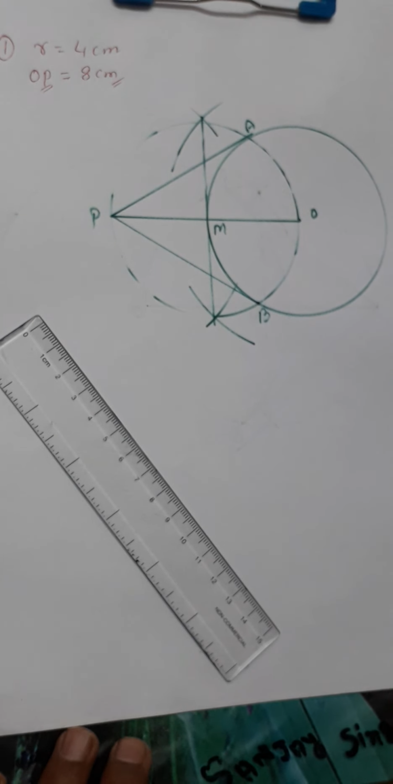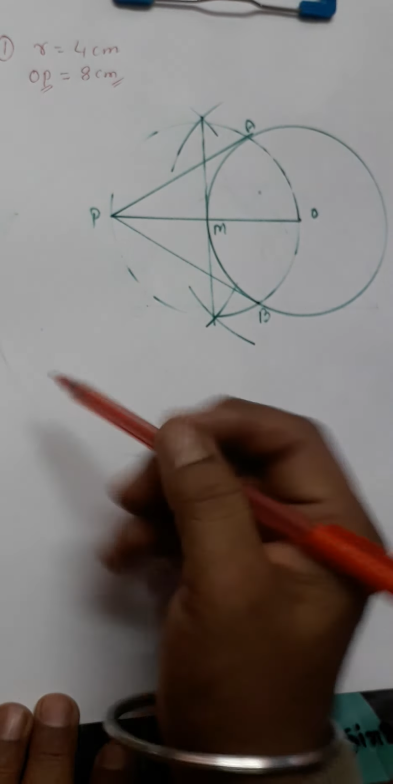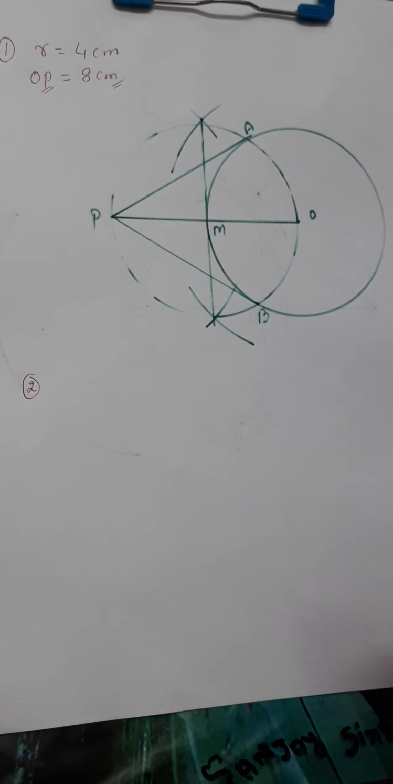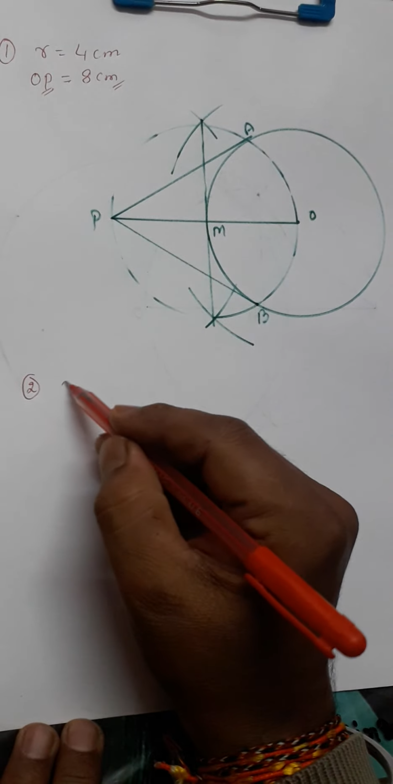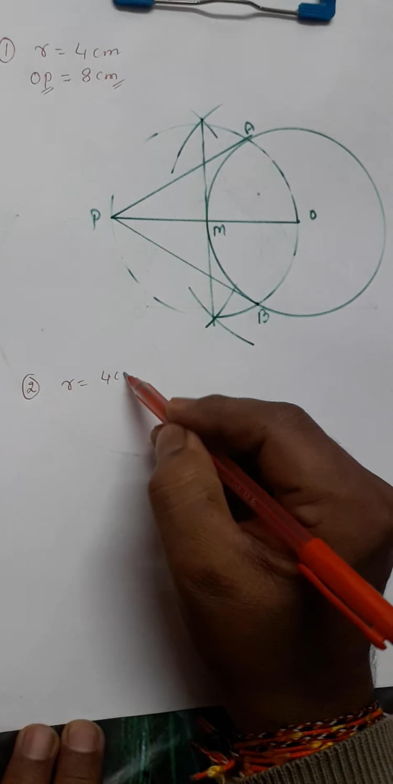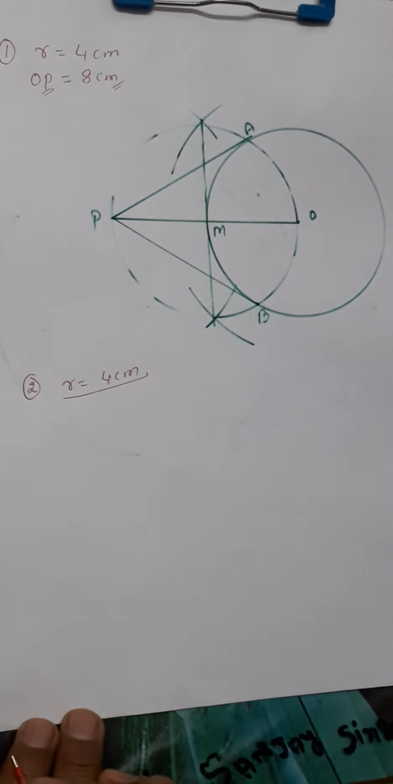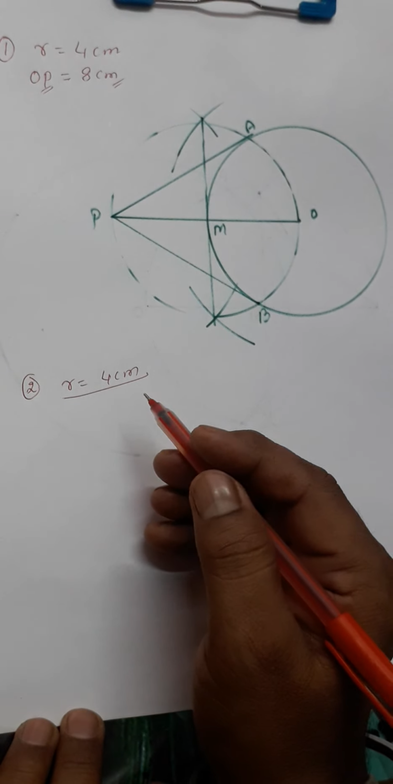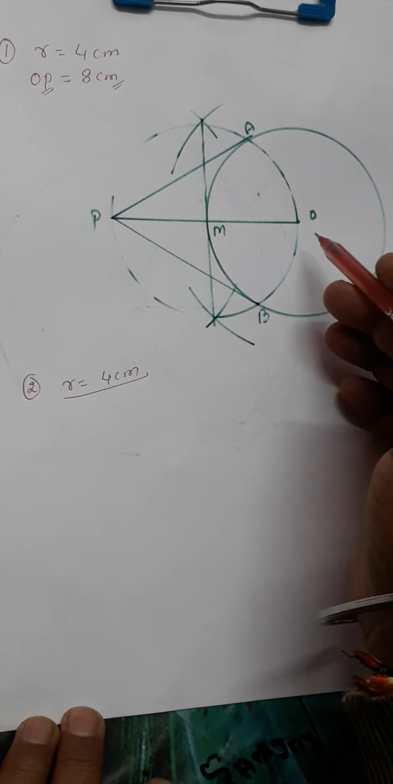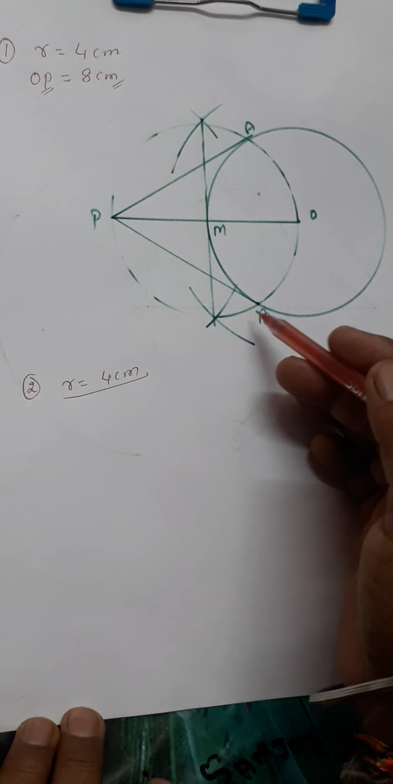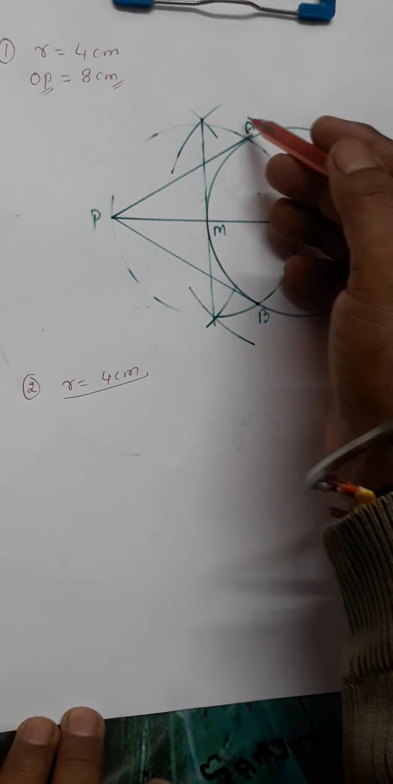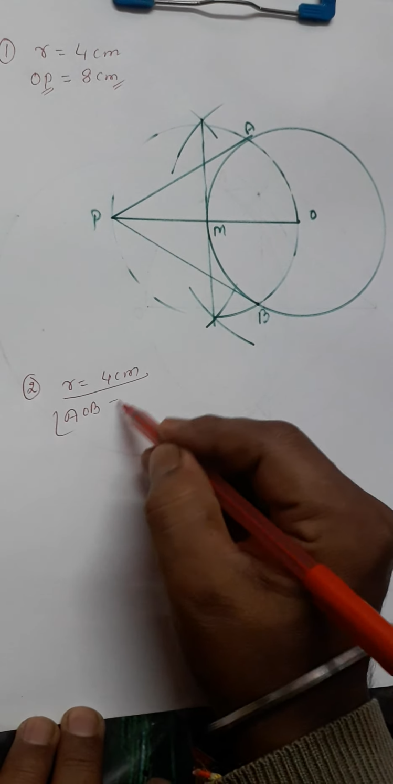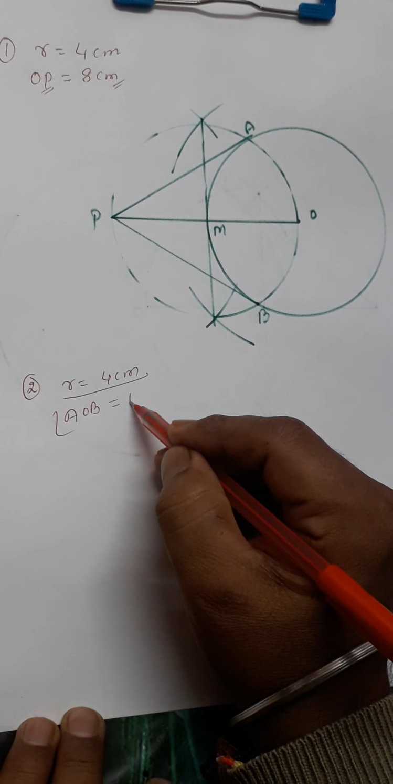Now let us take another question. Suppose in this question we have to draw a circle of radius, let us take again 4 centimeter, and we have to draw two tangents such that angle at the center, that is AOB, is equal to 120 degree.